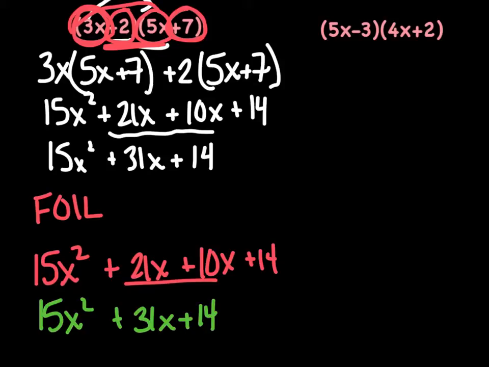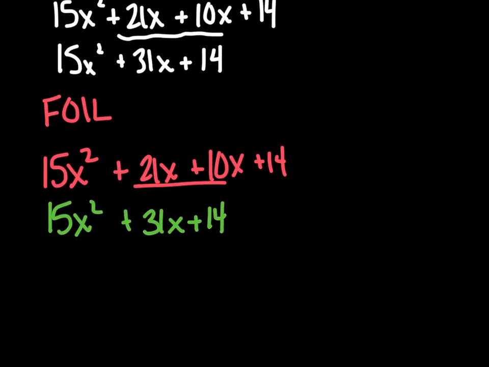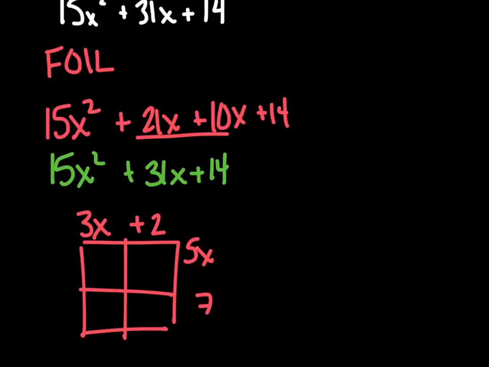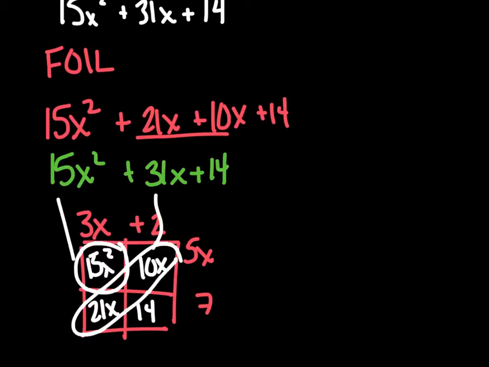The third method would be the tabular method, and that's totally up to you. We have 3x plus 2 and 5x plus 7. So 3x plus 2 and the 5x plus 7. And that's where you multiply in the boxes. So it would be 15x squared plus 10x plus 21x plus 14. Put your like terms together. There's your 15x squared. These two make the 31x, and the 14 is here.